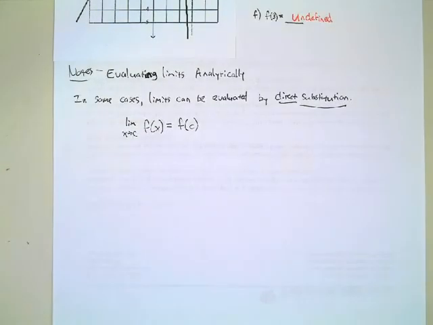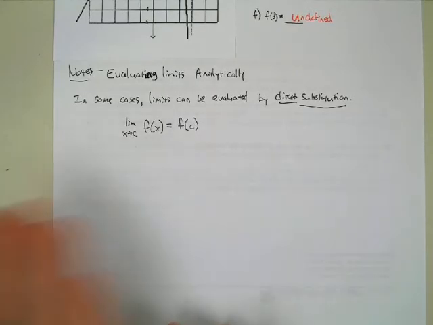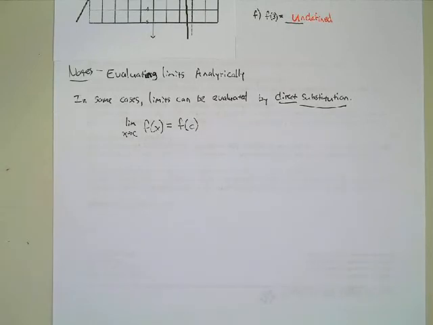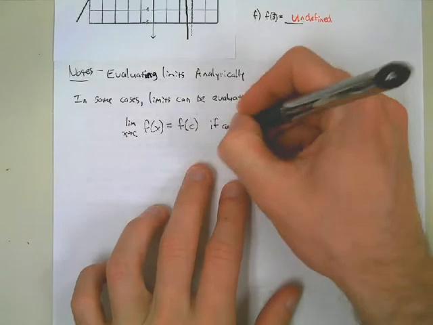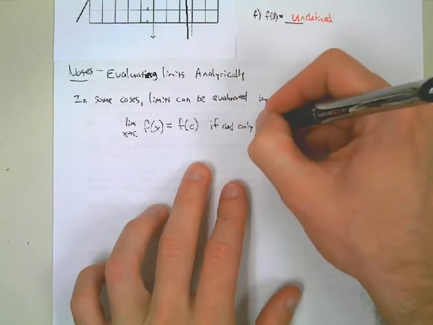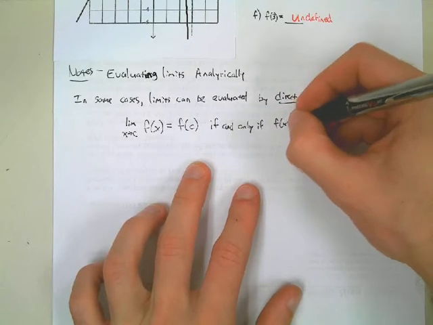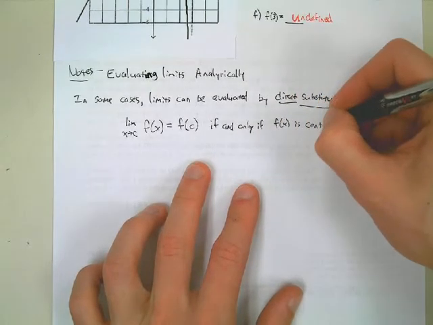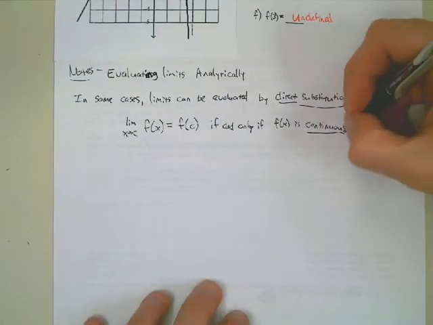Now I just got done telling you that the existence of a limit does not necessarily mean that the function also exists at that point. But now I'm telling you that's not true. I'm telling you that the limit as x approaches c of f of x is equal to f of c, with a condition: if and only if f of x is continuous.